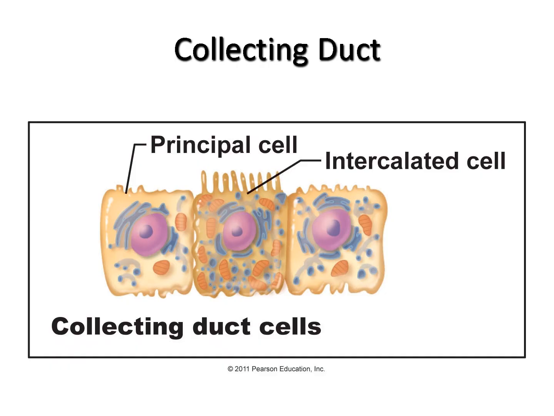When the body is dehydrated, or has decreased blood volume or blood pressure, ADH stimulates the incorporation of aquaporins in the collecting duct cells. Aldosterone targets the principal cells by causing them to activate or synthesize more Na+ and K+ channels.